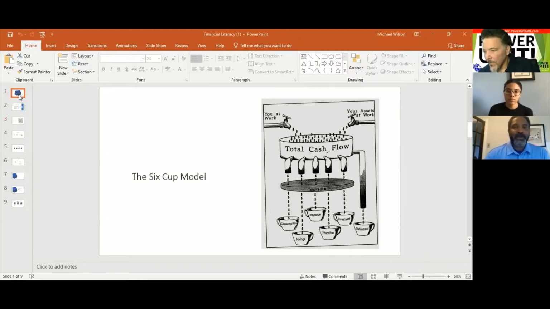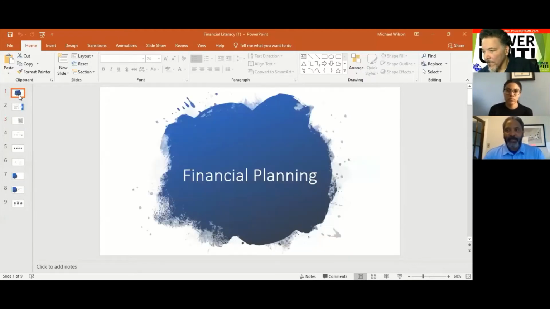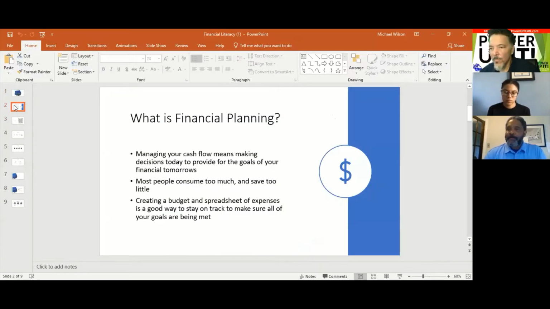When we start talking about financial planning, we're talking about the concept of taking a look at our own expenses on an individual basis and making sure that we're planning for the types of activities that we would like to be able to do, as well as covering our basic needs and necessities. So again, a definitional piece.